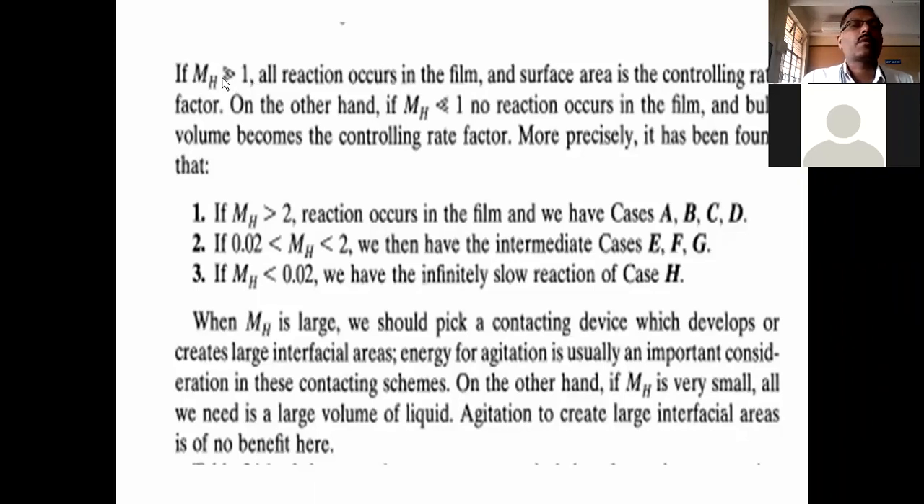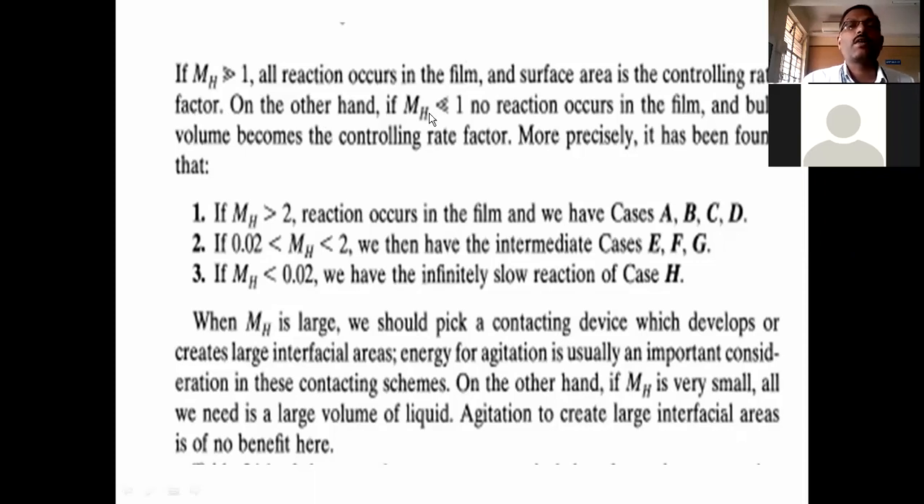If the film conversion parameter is more than 1, the surface area is the controlling rate factor, since the reaction occurs in the film. Surface area means the surface area in the tower, and that will be the controlling factor.